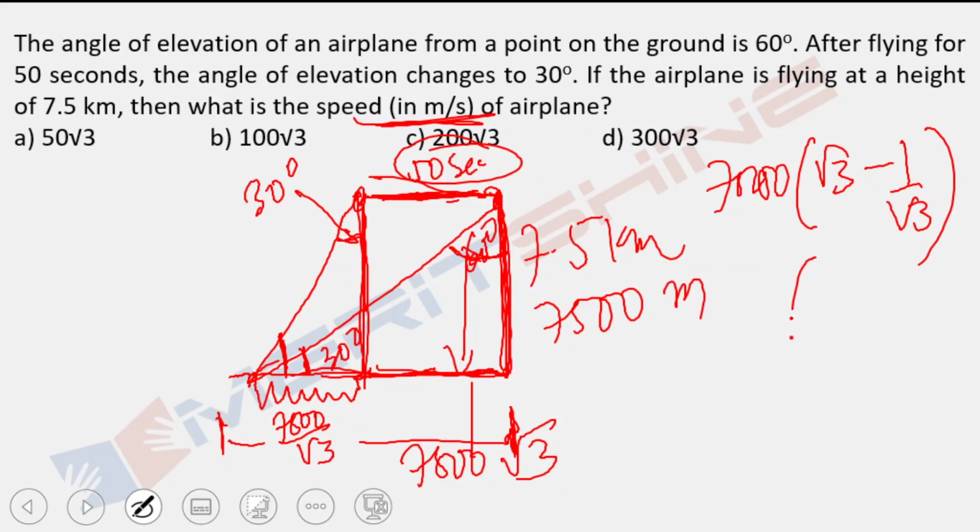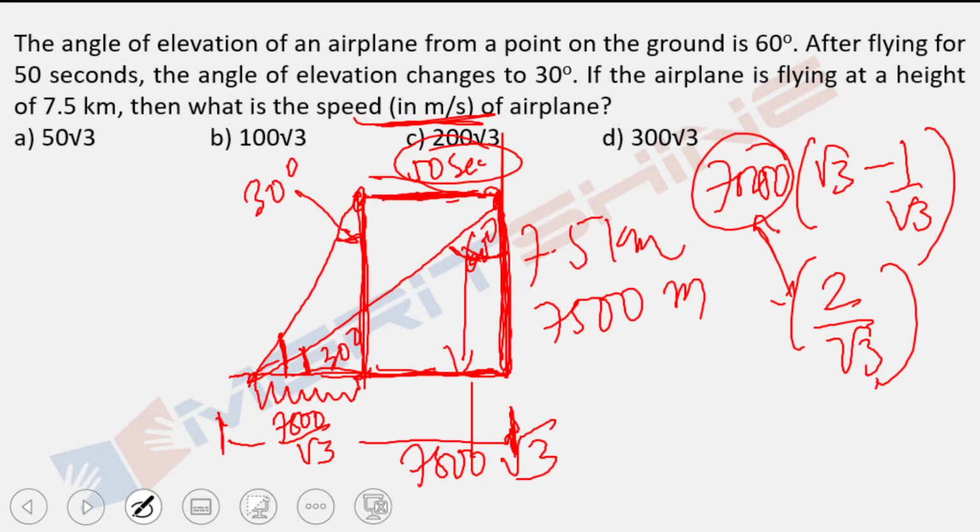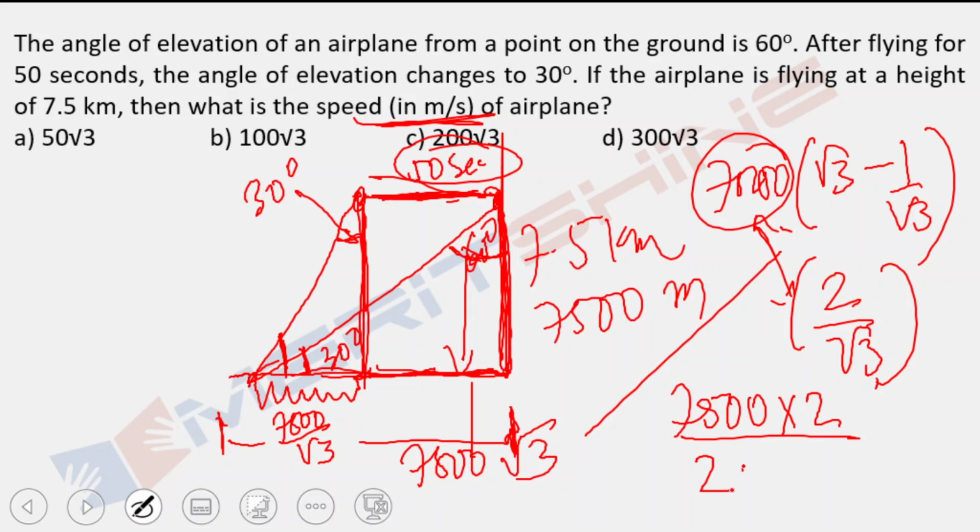Okay. You can do this directly from your memory also, because this would always come 2 by root 3. So if you have this 30 and 60 kind of stuff, you can multiply the height with 2 by root 3 and you will come up with it. That's a shortcut. But a lot of times if you have to remember so many things, you might make a mistake. Therefore, this is hardly 1 step, 2 step extra. You can do it this way also. So your distance has come 7500 into 2 divided by root 3.